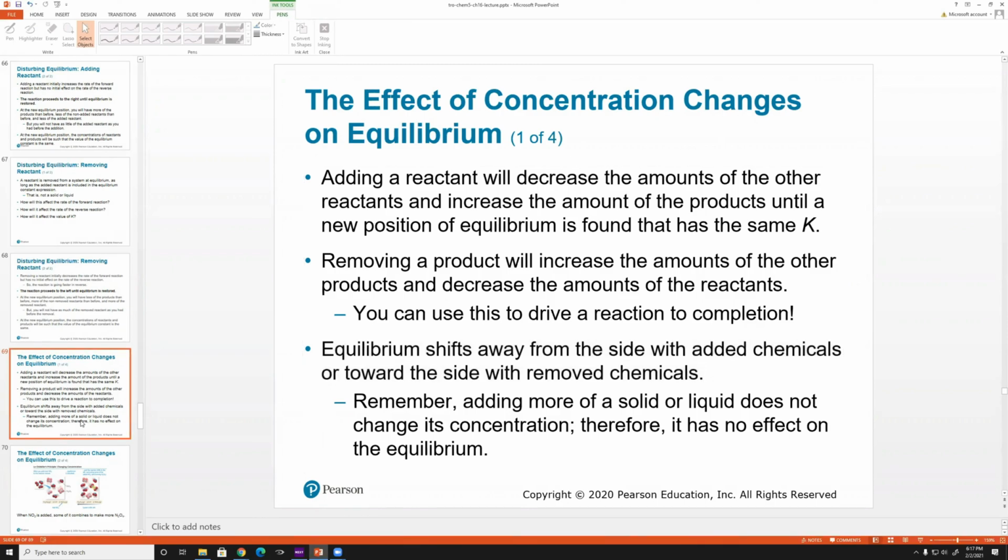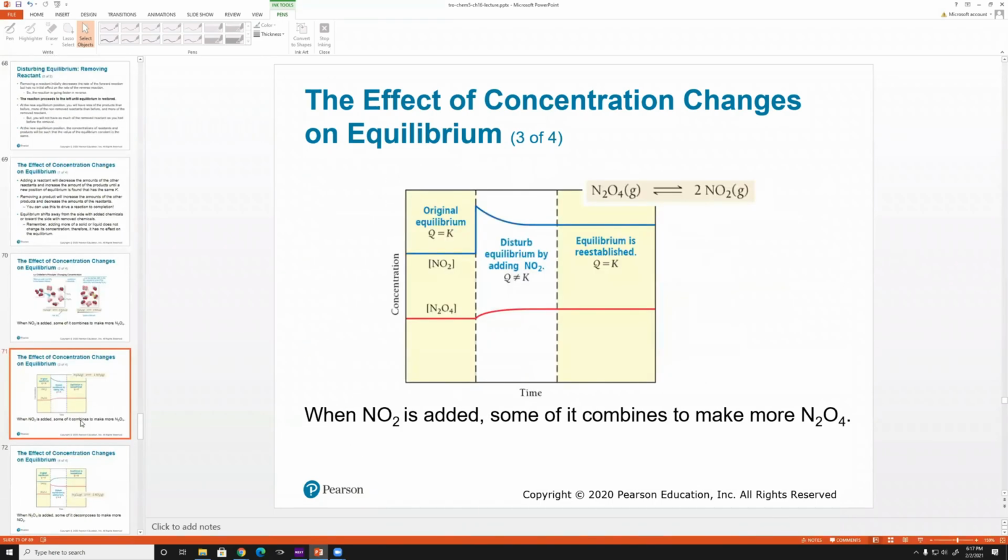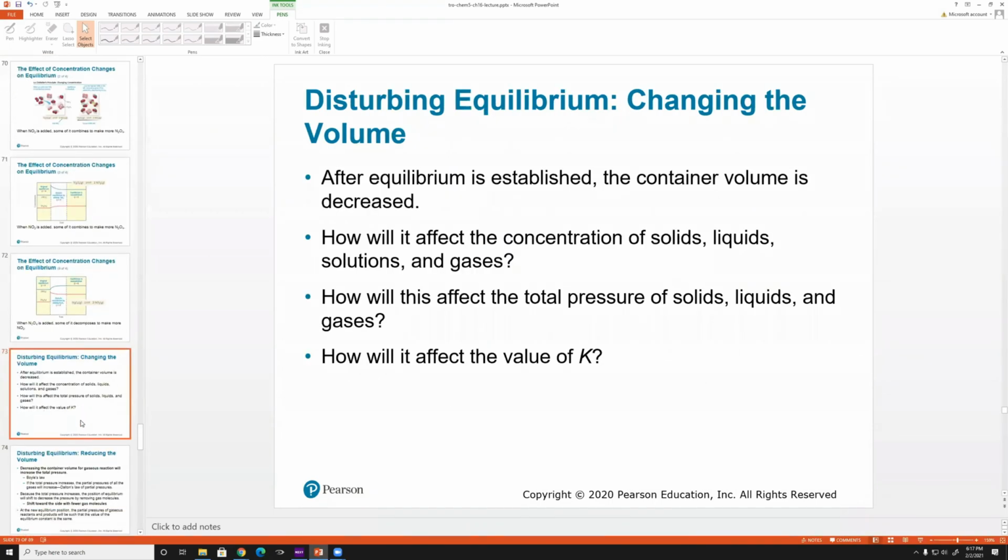So it's to restore an equilibrium. Getting back to baseline is what we're trying to do. And there's just a graphical idea. So then, changing the volume.